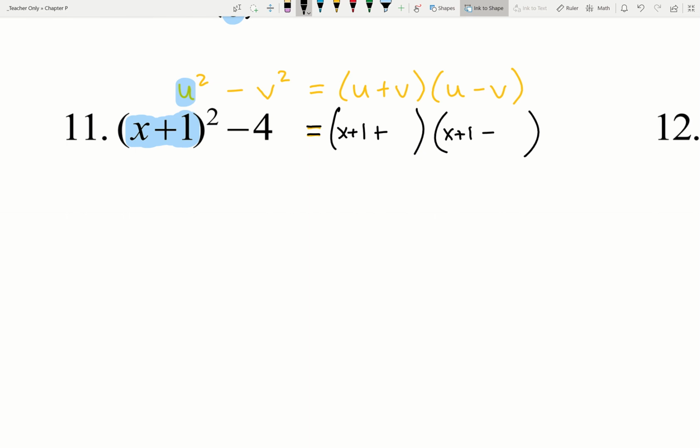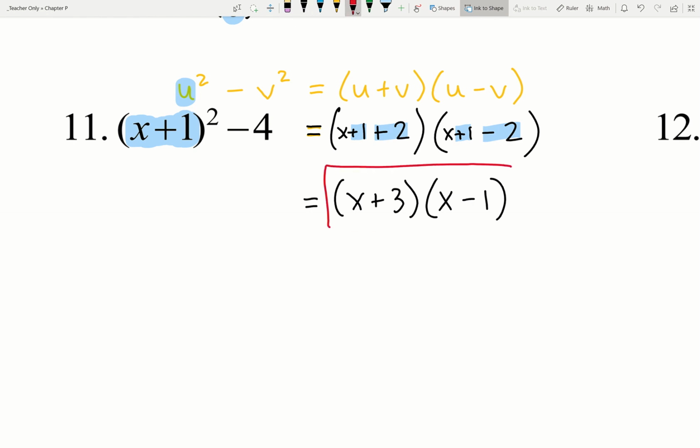But now, what's playing the role of v? Well, that's the thing that I square to get a 4, and that's simply going to be a 2, okay? And it would be at this point that I would box my answer, but because u is being played by that binomial, the way that I have this written out now, I have some like terms that I can combine. I can say positive 1 plus 2. That's going to give me x plus 3. And then that second binomial, I've got a positive 1 minus 2. Well, that's going to give me negative 1. Okay, and there's my answer right there. I got to a point where I can no longer continue to simplify either of my factors. So there we go, right?